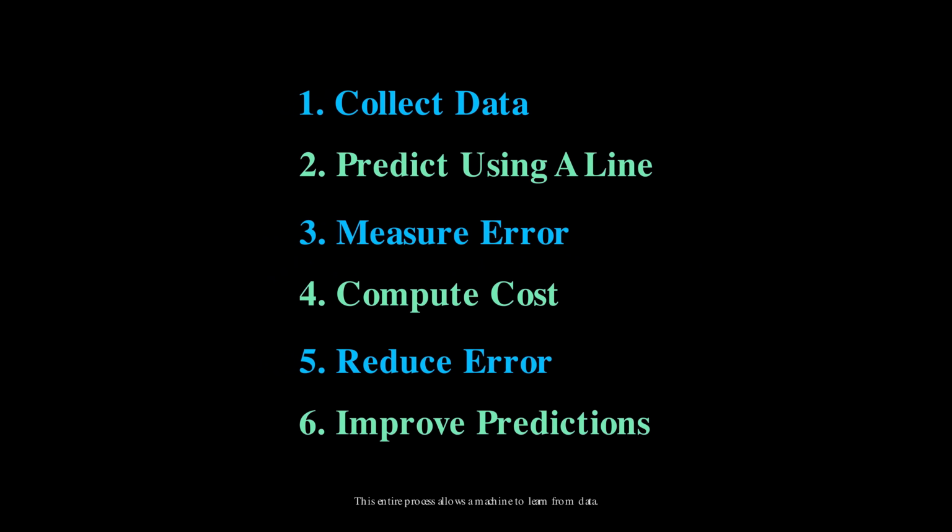This entire process allows a machine to learn from data. First, the model observes examples from the real world. Then it makes predictions and measures its mistakes. Finally, gradient descent slowly improves the predictions.